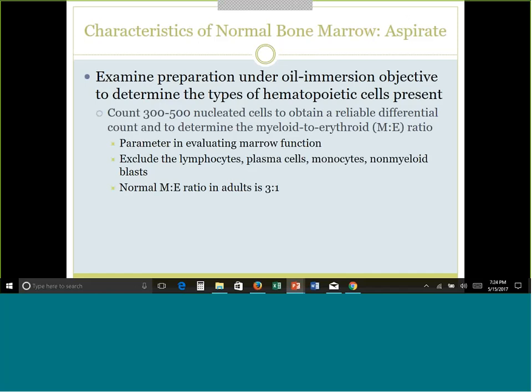It's something that's always done on a bone marrow sample, and it right away gives us an indicator of what cell production is going on in the bone marrow.